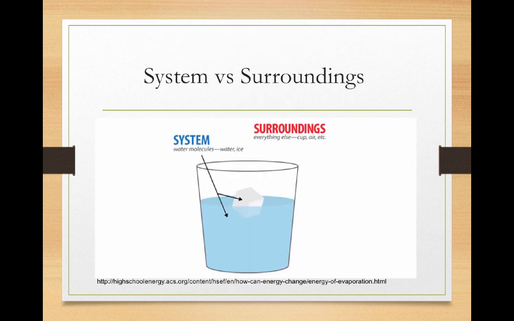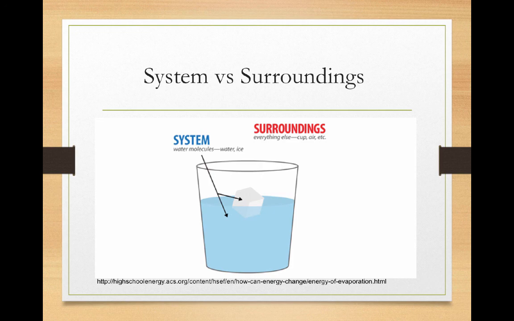Now, the easiest way for us to determine which way energy is going is to look at what we call the system versus the surroundings. The system is, in this case, the water molecules in the ice. But in a general sense, when we look at an overall system or overall process, whatever we choose to focus on, that is the system. So if I dissolved sodium chloride in the water, the sodium chloride would actually be the system. But it's what I choose to focus on at that point.